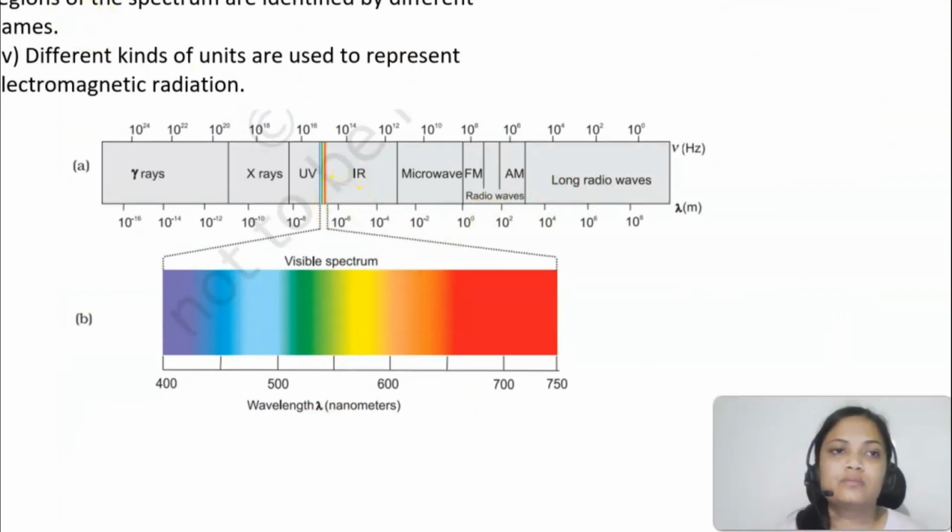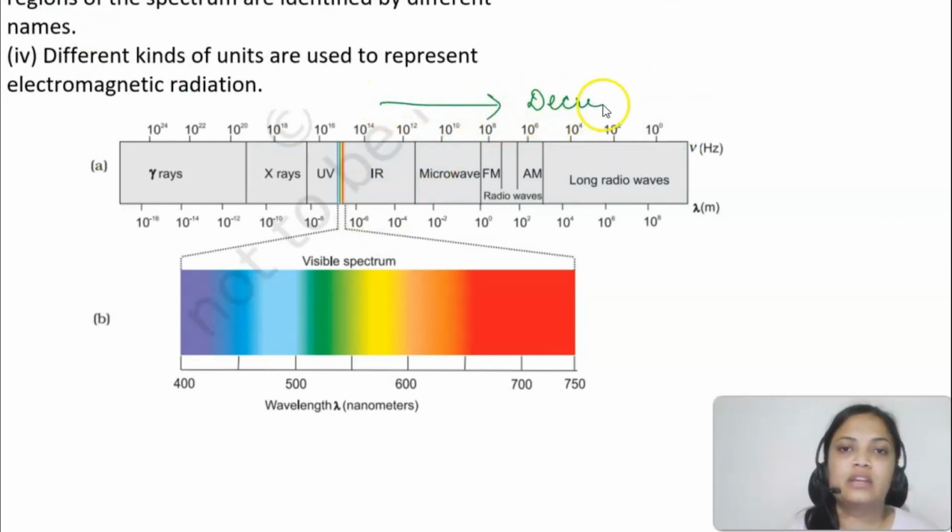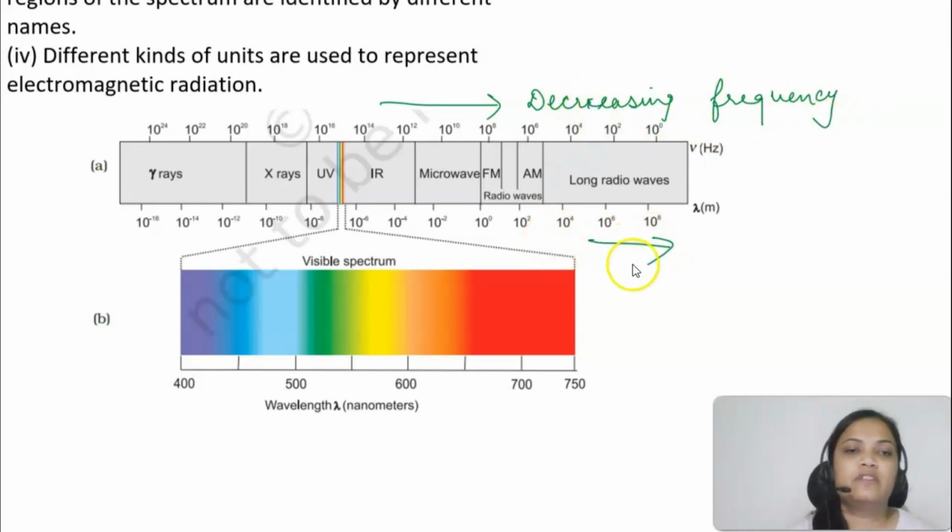Okay, students. Here you can see that the frequency is decreasing, and the wavelength is increasing. Gamma rays have the highest frequency and lowest wavelength, followed by X rays, followed by UV rays. Then students, we have the visible spectrum.